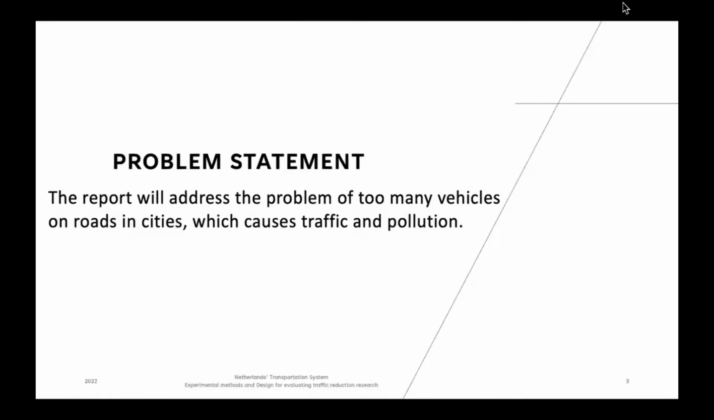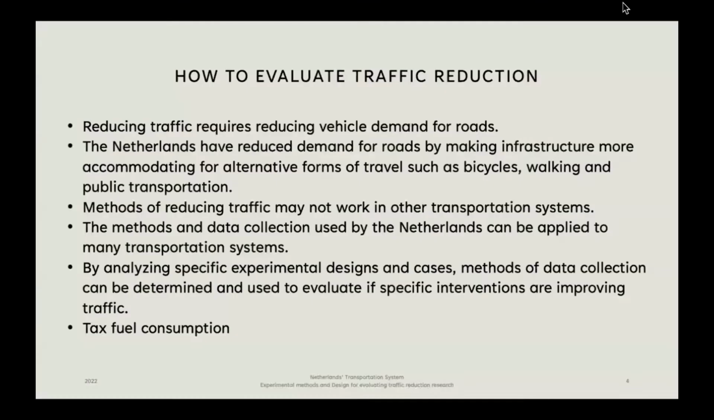So our problem statement: we will address the problem of having too many vehicles on the roads. More vehicles on the road equals more pollution, unless we have self-driving cars, but we're not there yet. So we're going to talk about our current situation right now. And so we want to reduce traffic, but how do we evaluate that?